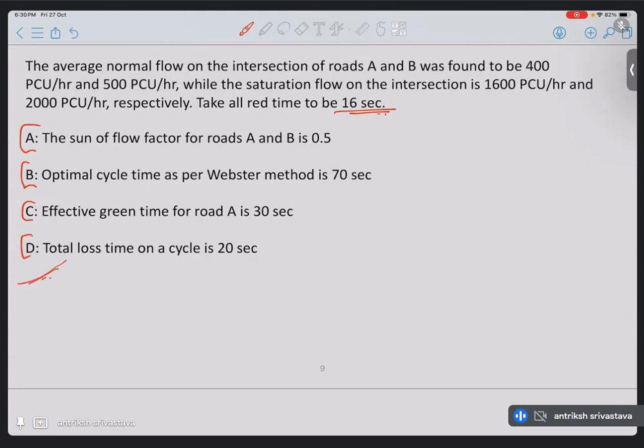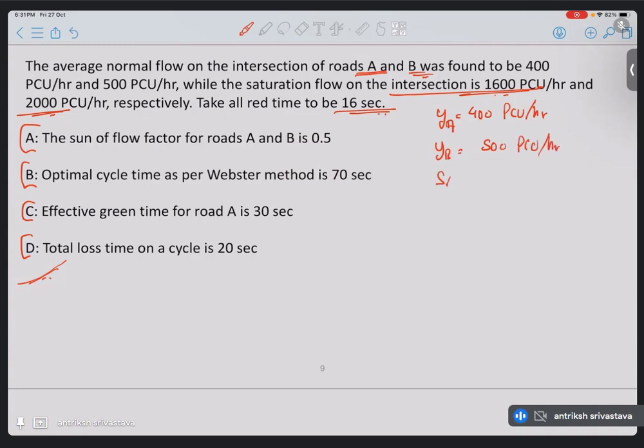So what is given to us? Let's call them phase 1 and phase 2 instead of road A and B. Or maybe we can call road A and B itself, because the saturation flow is given for road A and B. Yeah, let's call them road A and B to avoid any kind of confusion. So for road A, the traffic is 400 PCU per hour. For road B, the traffic is 500 PCU per hour.